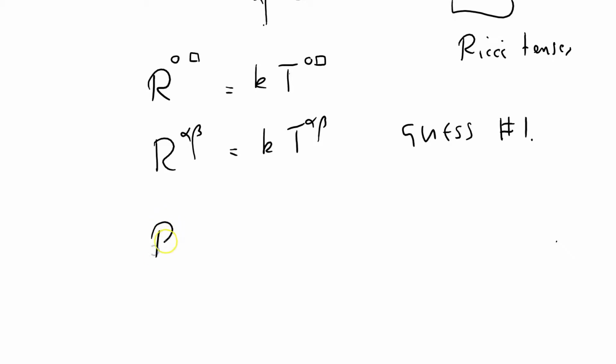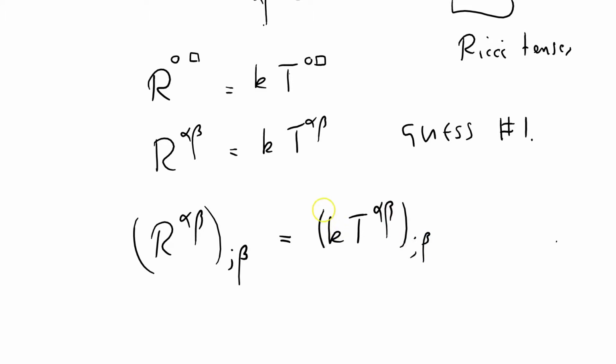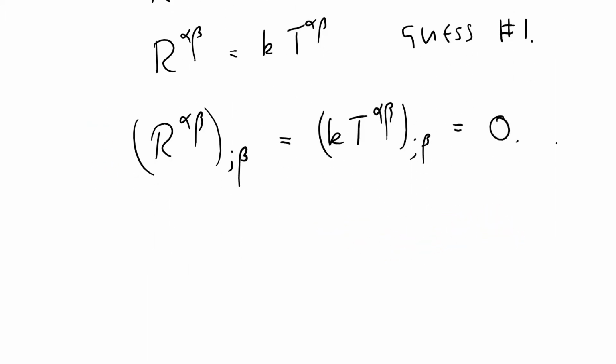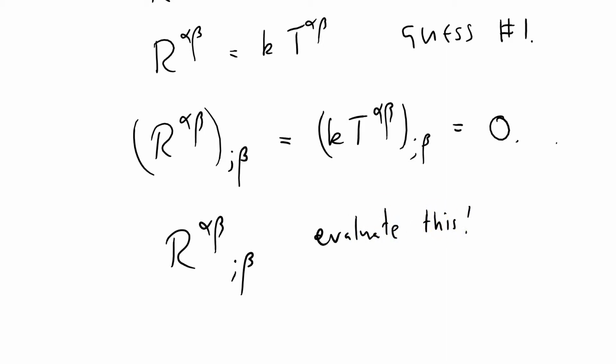And we know it's not because if I take the covariant derivative with respect to beta, that will have to be equal to T alpha beta, semicolon beta on this side, which equals 0. So what I want to do is to evaluate this. And we better hope it turns out to be 0. Well, I don't know about hope. If it turns out to be 0, then this is a candidate for the left-hand side of the field equations. But as we'll see, it doesn't evaluate to 0.